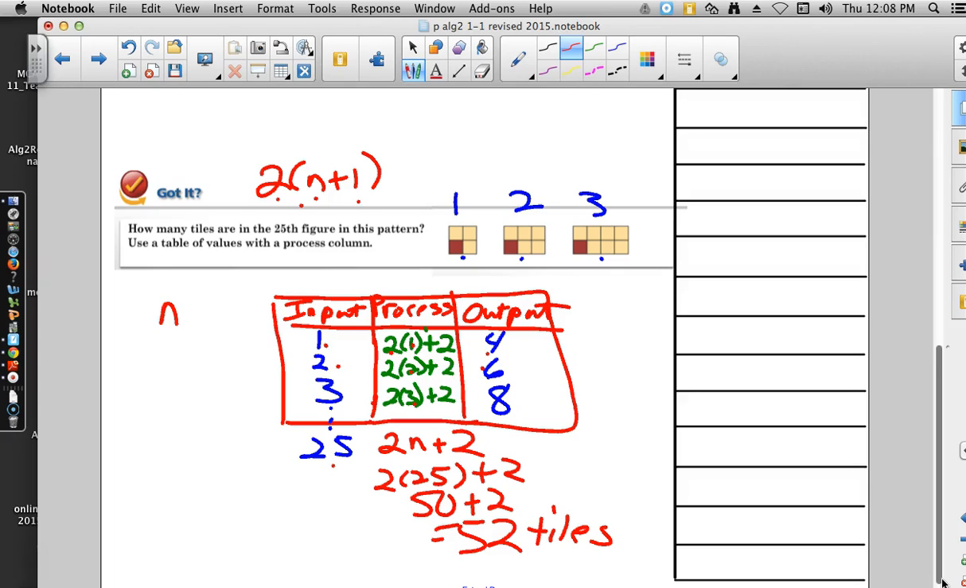That has to work for all of them. So if I put a 3 in here, do I get 8? 3 plus 1 is 4. 4 times 2 is 8.